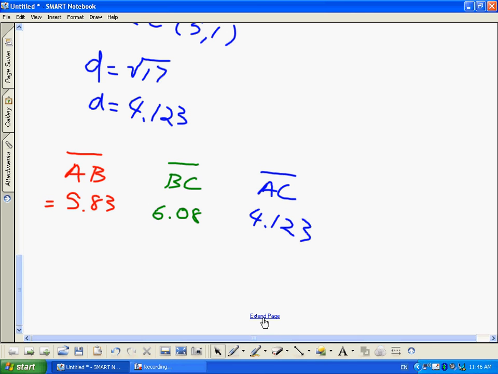Wonderful. So, looking at the lengths of all these line segments of the triangle, none of them are equal. We have a scalene triangle. Isosceles is when two of the sides are equal. Equilateral is when all three are equal. Okay? So, none of the sides equal, we have a scalene triangle.